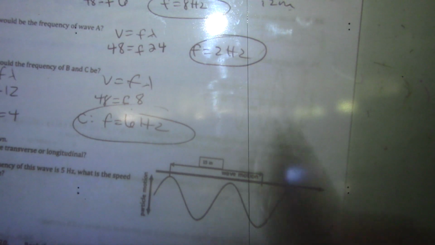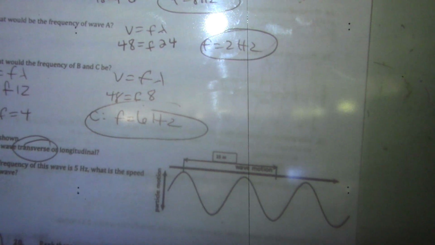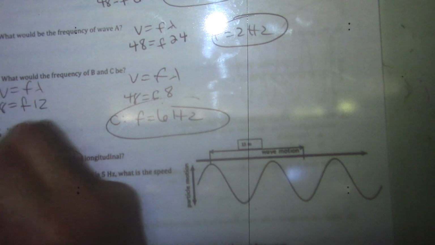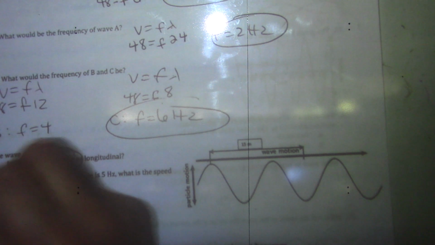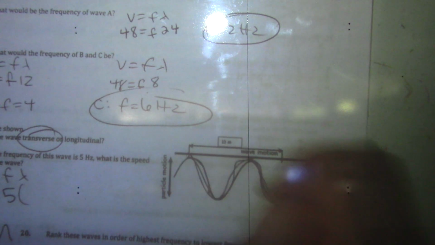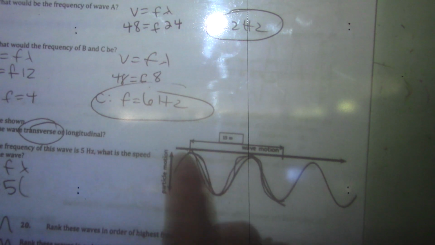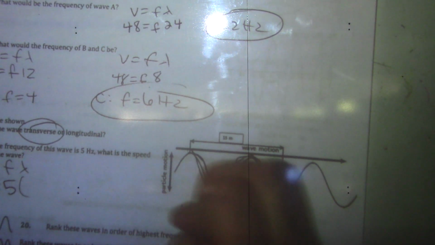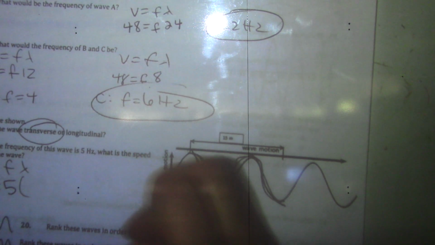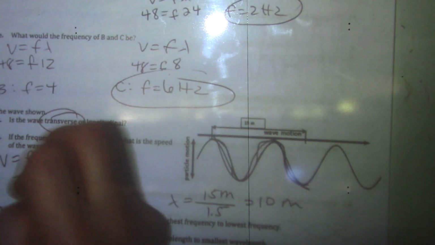Here, I'm getting crests and troughs, not compressions. That's a transverse wave. If the frequency is 5, what is the speed? So V equals F wavelength. Frequency is 5, just looking for wavelength here. So from here to here is 15. That is not my wavelength because that's more than one wave. So 15 meters divided by 1.5 waves gives me a wavelength of just 10 meters from here to here. That makes sense. So that gives me a velocity of 50 meters per second.